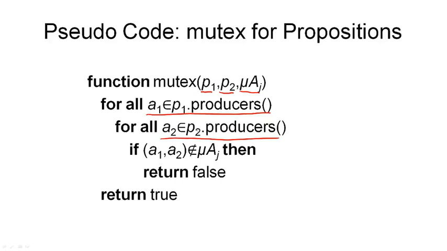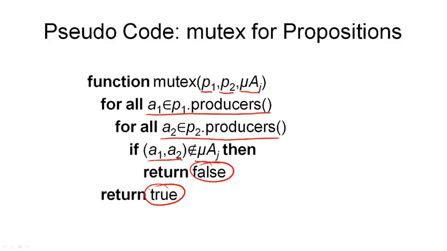And if we find a single pair, A1, A2, that is not mutex, that is not in our given mutex relation between the actions, then we can return false, because we know these two propositions can't be mutex. We found a pair of actions that can produce them, and these two actions are not mutually exclusive. Otherwise, if we can't find such a pair, then we return true, and we know that these two propositions in their proposition layer must be mutually exclusive.